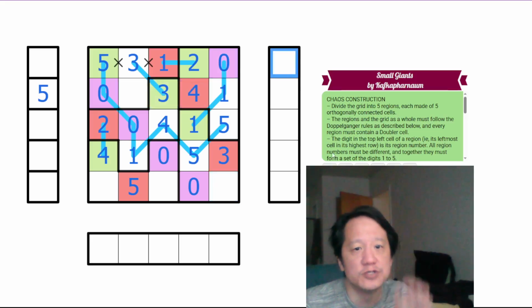So this 0 is missing a 4 in the row. It's missing a 3 in the region. And it cannot be missing a 3 or 4 here. So therefore, where's the 4 in column 5? It must be there. So that means this region's missing a 2. This column's missing a 2 here.